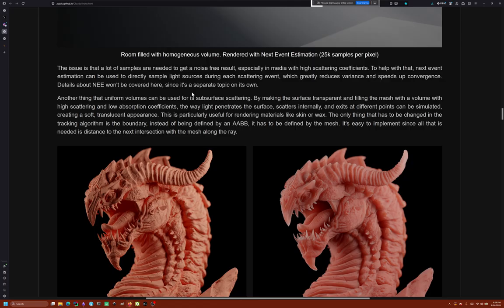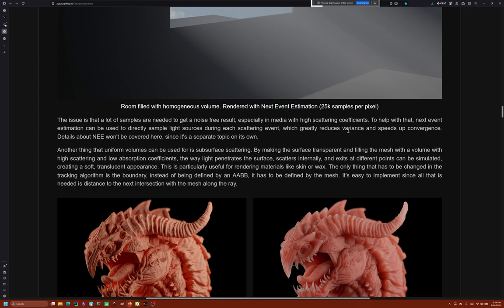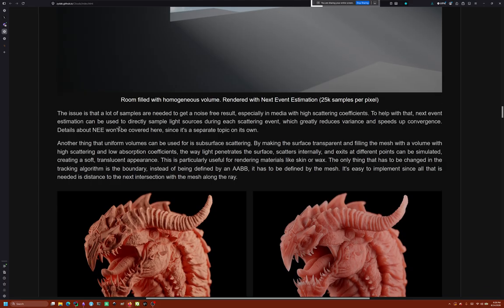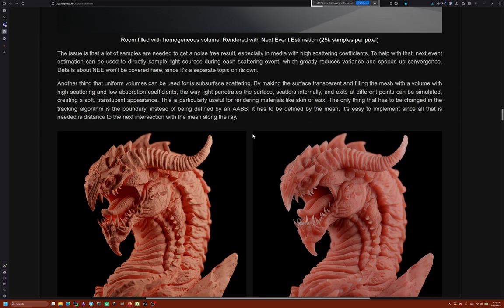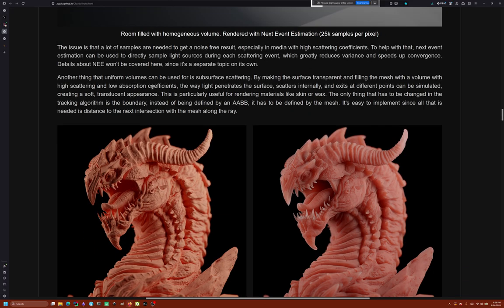So the issue is that a lot of samples are needed, especially with high scattering coefficients. To help with that, next event estimation can be used to directly sample light sources, which greatly reduces variance and speeds up convergence. Another thing that uniform volumes can be used for is subsurface scattering.